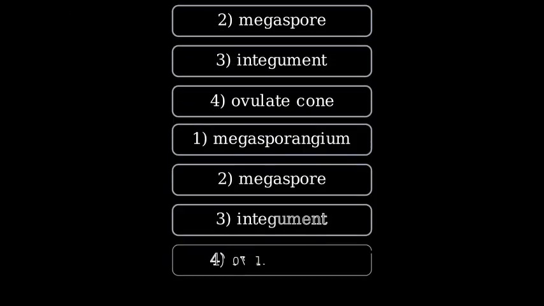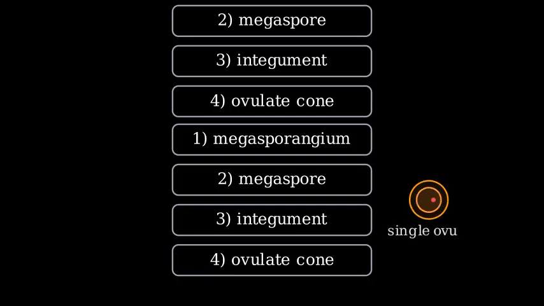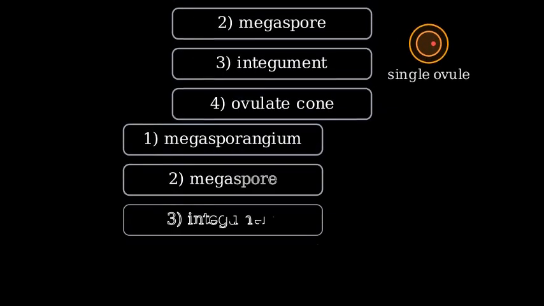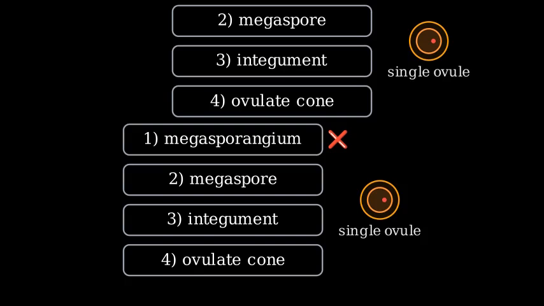First, megasporangium, also called nucellus. It is one sporangium that produces the megaspore. It belongs to a single ovule, not many ovules. Second, megaspore. That is just one haploid cell formed by meiosis inside the megasporangium. Again, it does not contain multiple ovules.